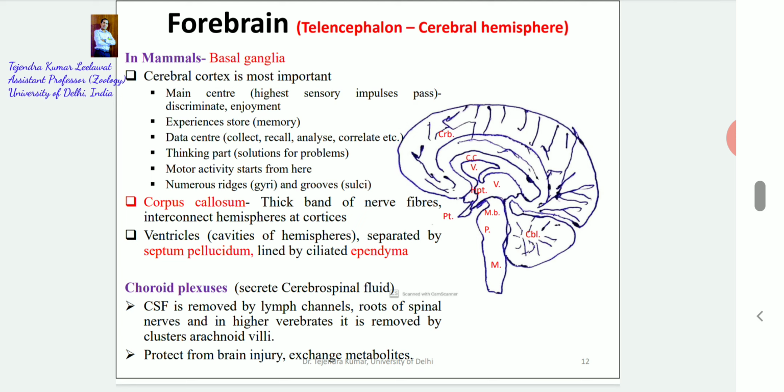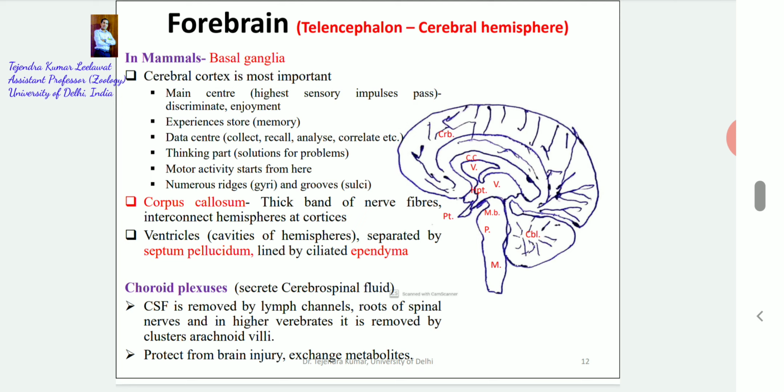Next is ventricles. Ventricles are the cavities of the hemisphere, and these cavities are present in between the hemispheres, so we can clearly identify that this part is different from that part. They are separated by a septum-like structure called septum pellucidum, and lined by ciliated cells called ependyma. There is some ciliated structure also present.